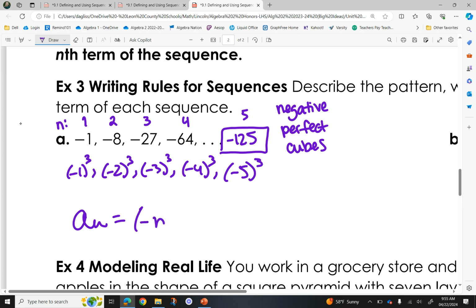So it would be -n. Make sure you keep it in parentheses, which is what Rowan was saying. Keep it in parentheses, -n, and then to the power of 3.